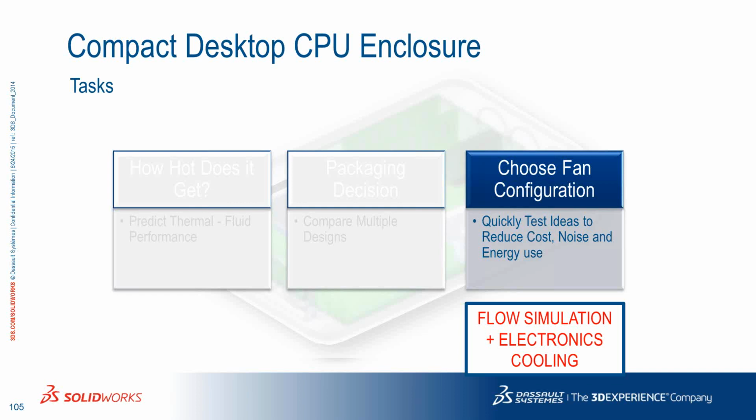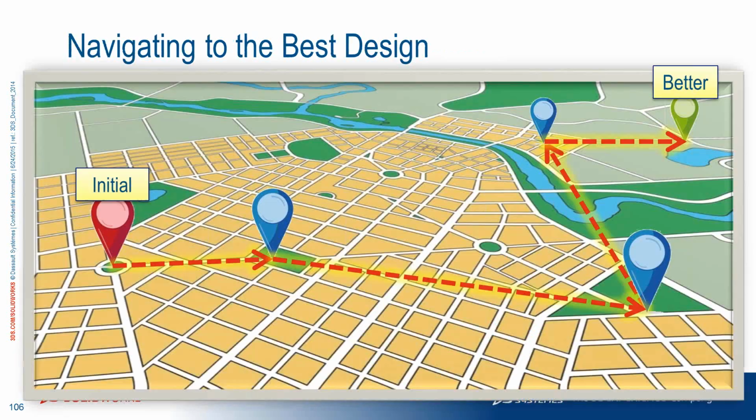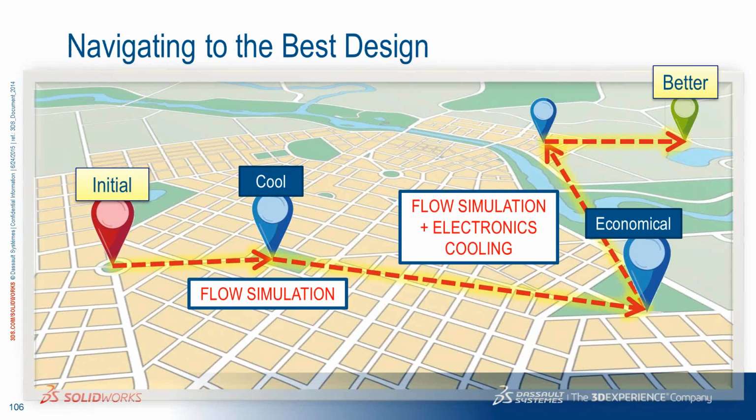So being able to quickly test all your ideas, and in this case we tested multiple fan options and multiple fan positions, works in our favor because the fewer fans we use, the lower the cost, noise, and energy usage. We started off with three fans but ended up with two, and we were able to optimize the location of those two fans. So we went to a better design using flow simulation for electronics cooling.